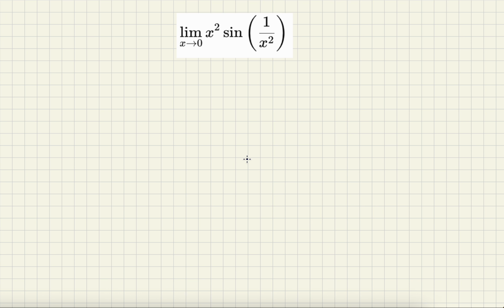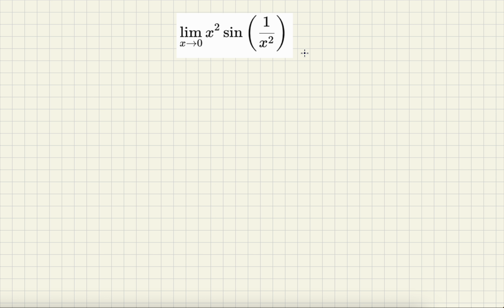So in this question, we have: find the limit as x approaches 0 of x squared sine of 1 over x squared. So when you plug in 0, you get 0 squared times sine of 1 over 0. And so looking at this, we see that sine of 1 over 0 does not exist because you can't divide by 0. And it's not indeterminate because it's not 0 over 0.